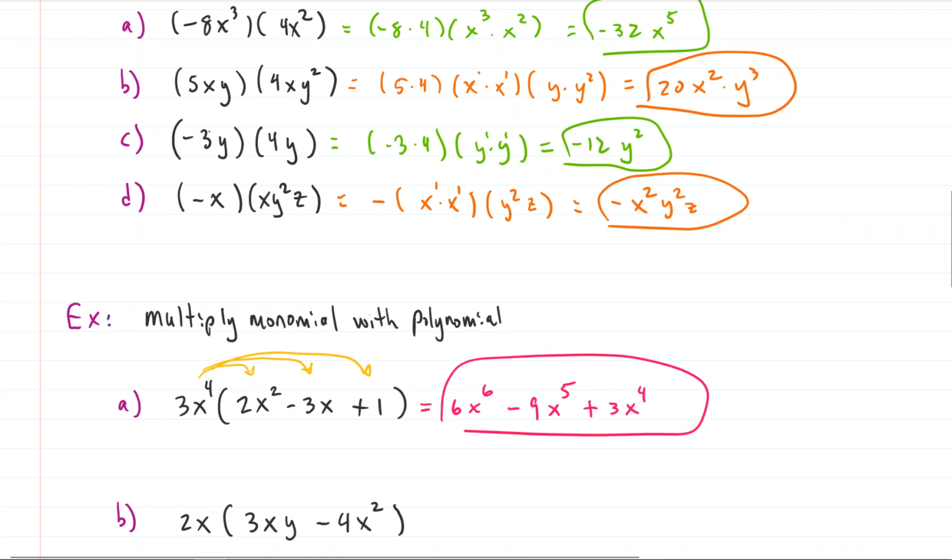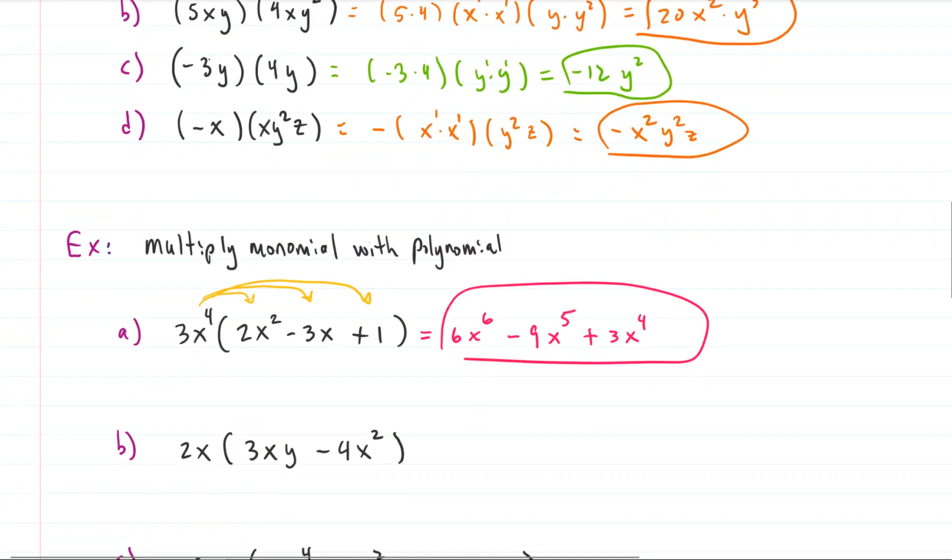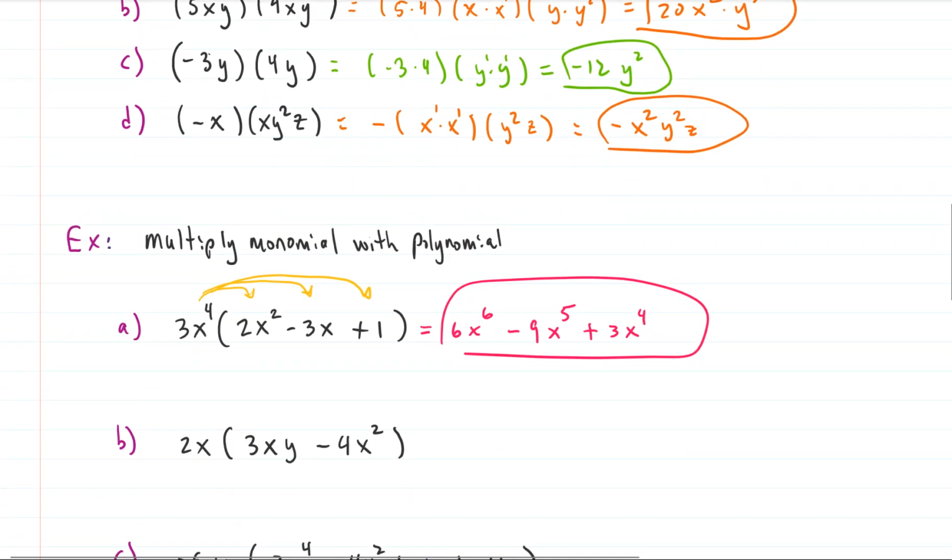And we're done. Again, we're going to do another one. Again, we just need to distribute that monomial out front through every term in the second polynomial. So here in example B, we have 2x times the polynomial 3xy minus 4x squared.